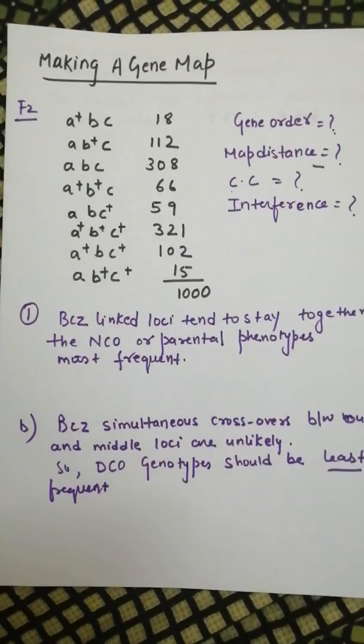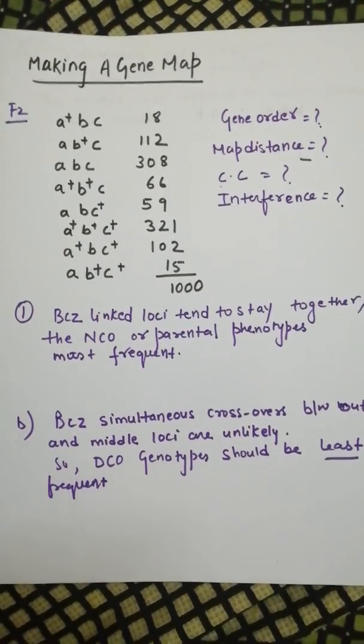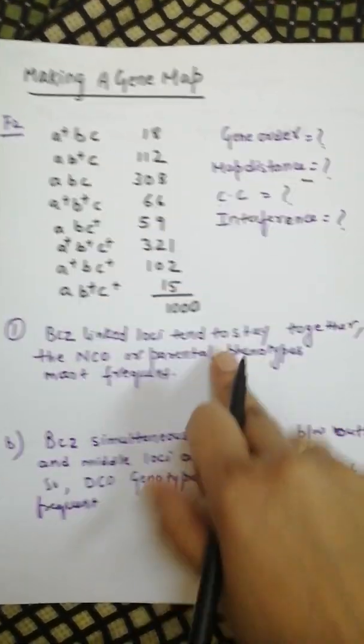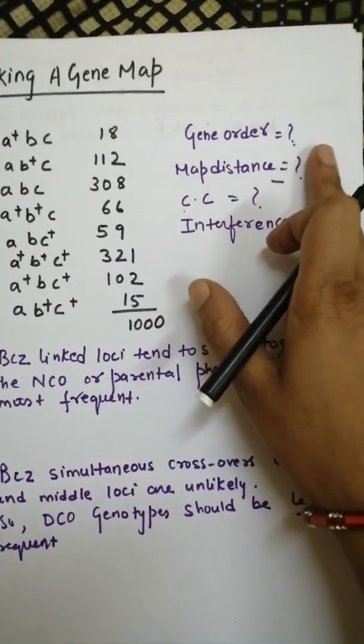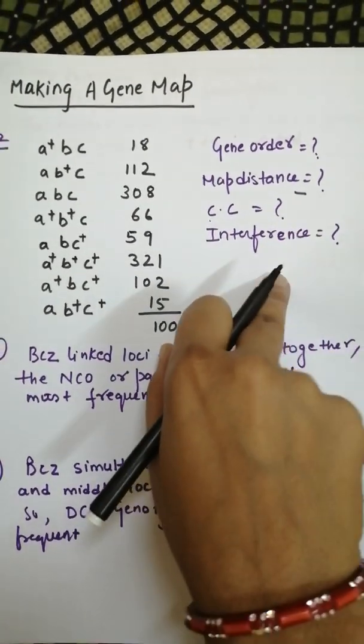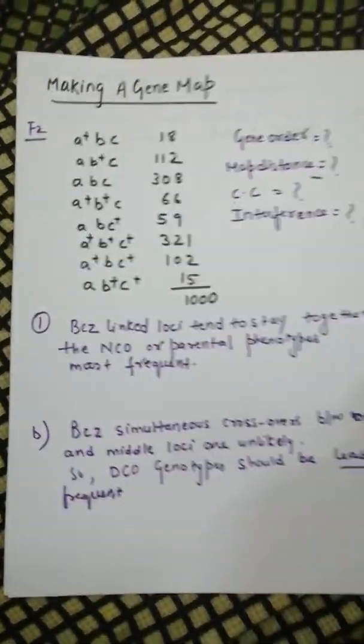Hello friends, today we will study making a gene map. In the question this data is given. We have to find gene order, map distance, coefficient of coincidence and interference from this data.